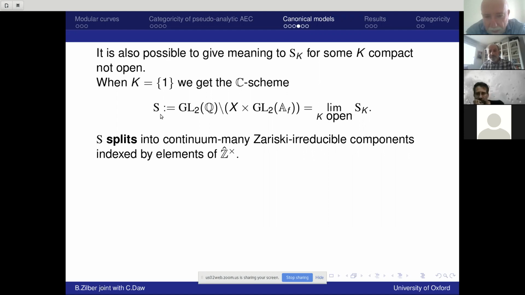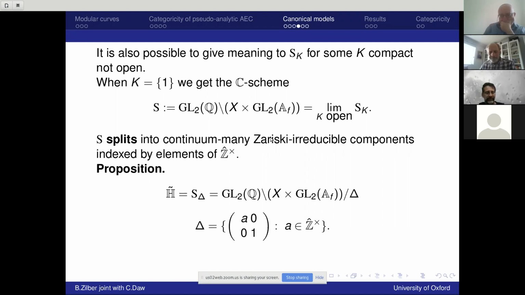And what is interesting is that the irreducible components here, in the limit, become some irreducible components, and you have continuum many of those. And these irreducible components are actually indexed by Z hat star, which is isomorphic to the Galois group of the full cyclotomic field. Okay.